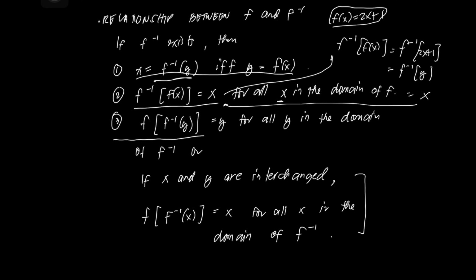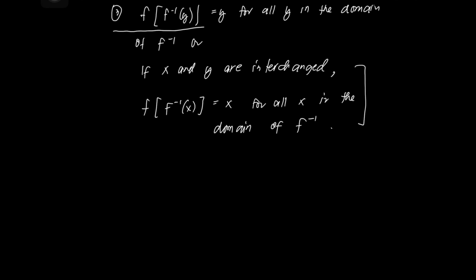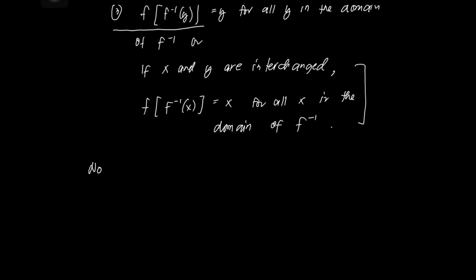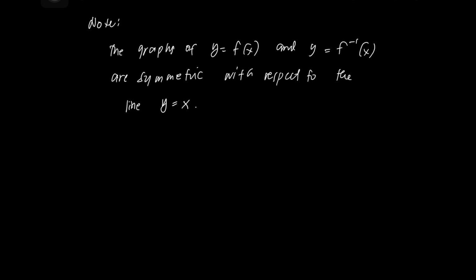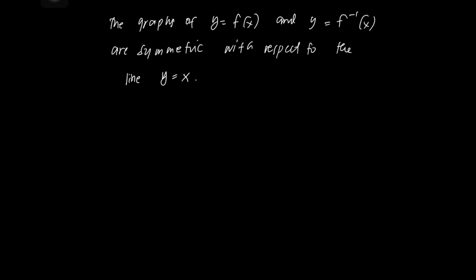Now if it's interchanged, this is the relationship. Take note also that the graphs of y equals f of x and y equals the inverse of f of x are symmetric with respect to the line y equals x. So let's have an example here.